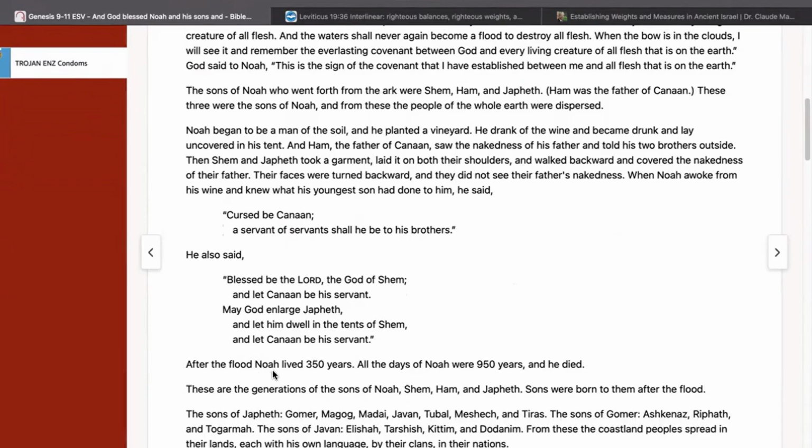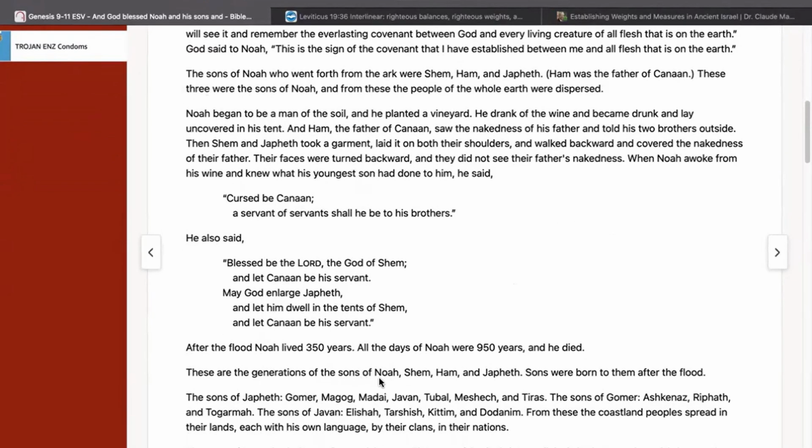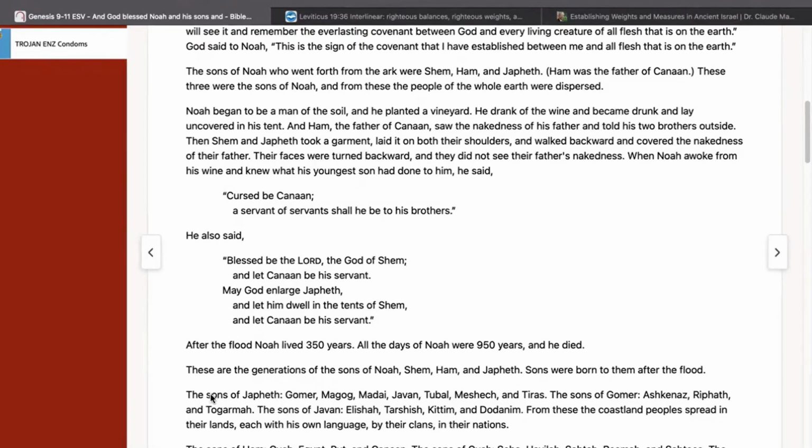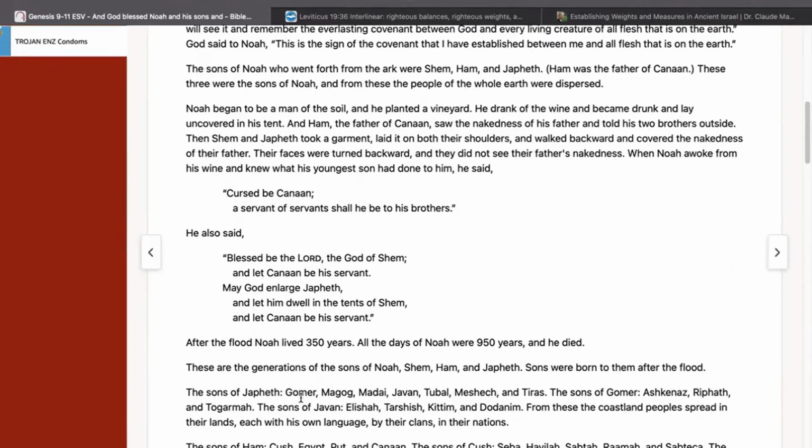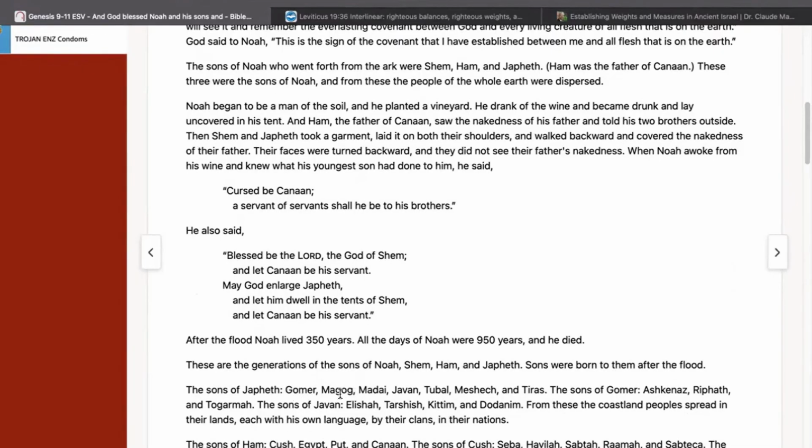After the flood, Noah lived 350 years. All the days of Noah were 950 years, and he died. These are the generations of the sons of Noah, Shem, Ham, and Japheth. Sons were born to them after the flood. The sons of Japheth: Gomer, Magog, Madai, Javan, Tubal, Meshech, and Tiras.